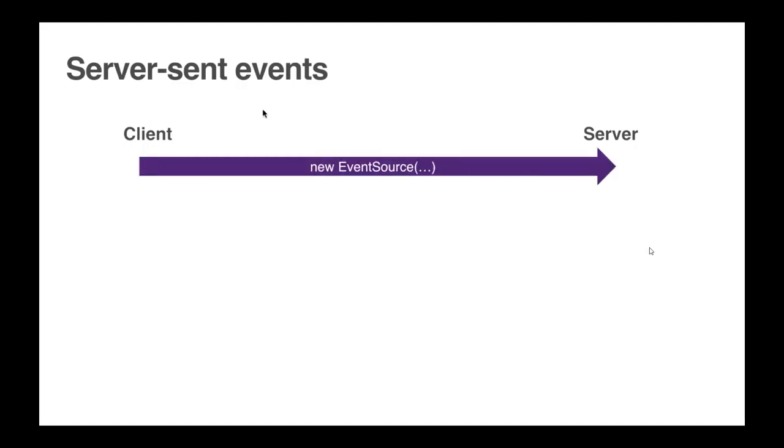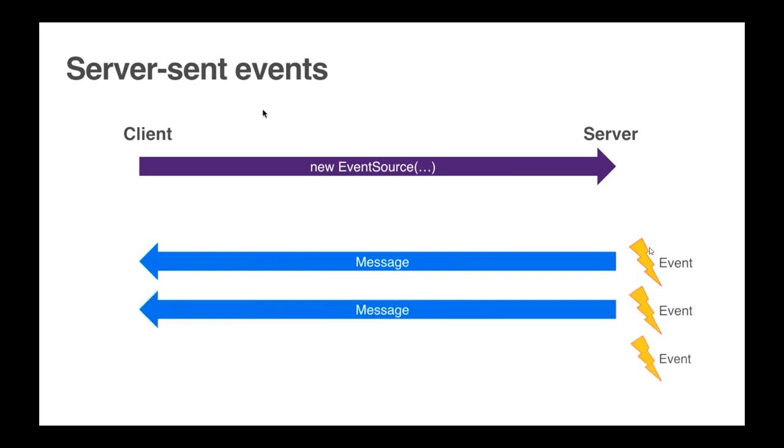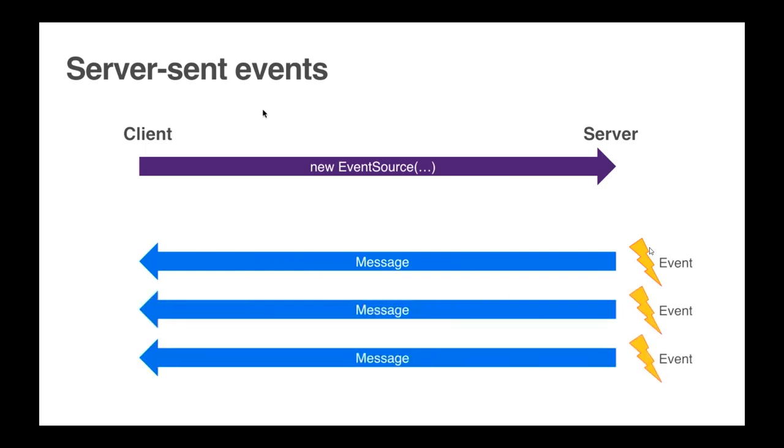After long polling, there came along something called server-side events. Server-side events actually use the same request and response and allow the server to just stream out individual events. So the client creates an event source. This is a JavaScript API, which opens a request to the server, and then the server can trigger multiple events within the scope of the same request.